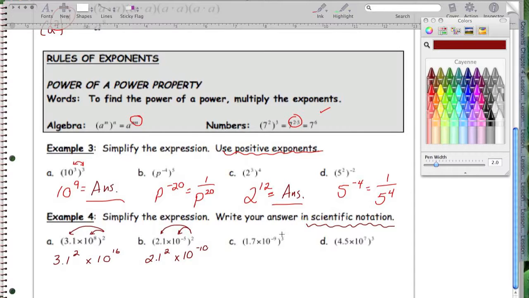I'm okay. Letter C, I'm going to distribute this cubed power into both, so I get 1.7 cubed times 10 to the, I multiply, negative 9 times 3 is negative 27. And that's that. And last one, letter D, I'm going to distribute this cubed into both of these. 4.5 cubed times 10 to the 7 times 3, 21.